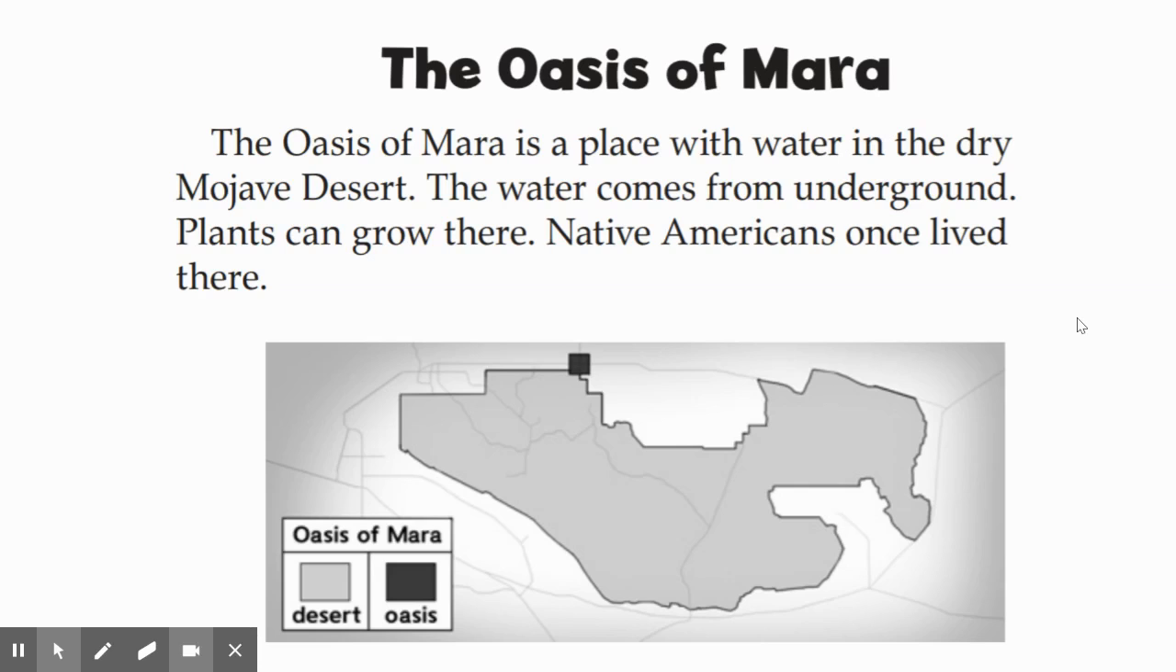The Oasis of Mara. The Oasis of Mara is a place with water in the dry Mojave Desert. The water comes from underground. Plants can grow there. Native Americans once lived there.